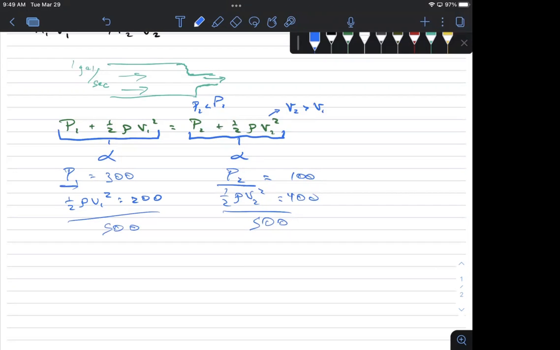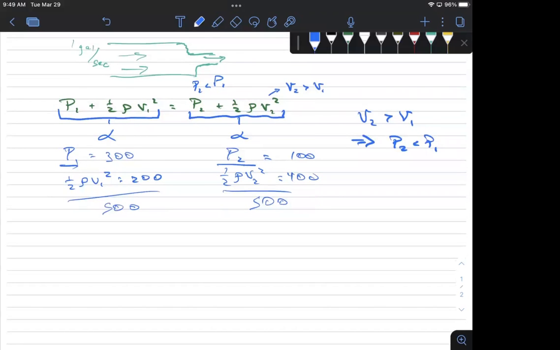Okay, so what does this tell me, generally speaking? What this tells me is that if you have a fluid system, a flowing fluid, if the fluid speeds up, then the pressure in that part has gone down. So a faster moving fluid has a lower pressure. A slower moving fluid has a higher pressure, all else being equal. Okay, so if V2 is bigger than V1, that implies that P2 is less than P1. If you move faster, you have a lower pressure.